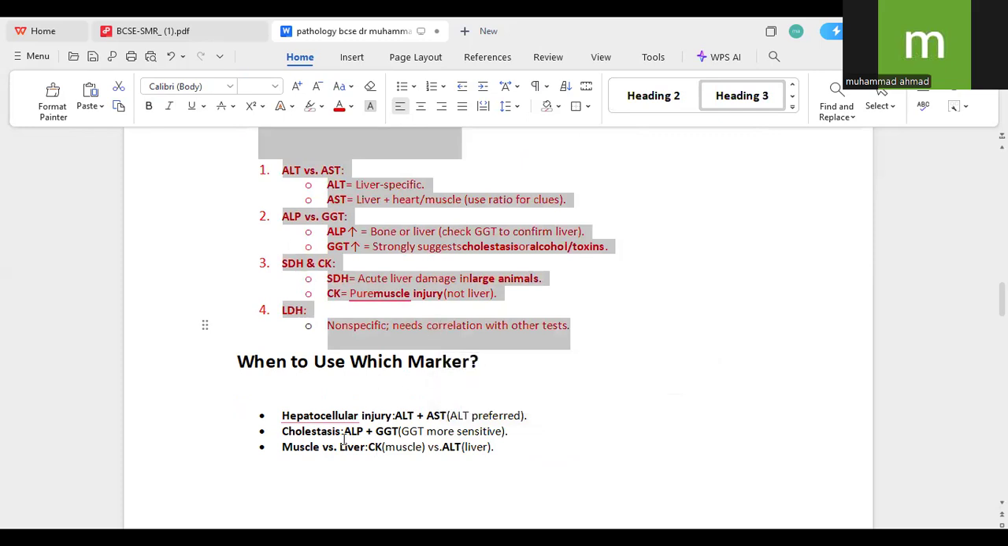When to use which marker? Hepatocellular injury, ALT and AST. Cholestasis, ALP and GGT. GGT is more sensitive in the cholestasis condition. Muscle and liver: CK involves muscle and LDH involves liver.